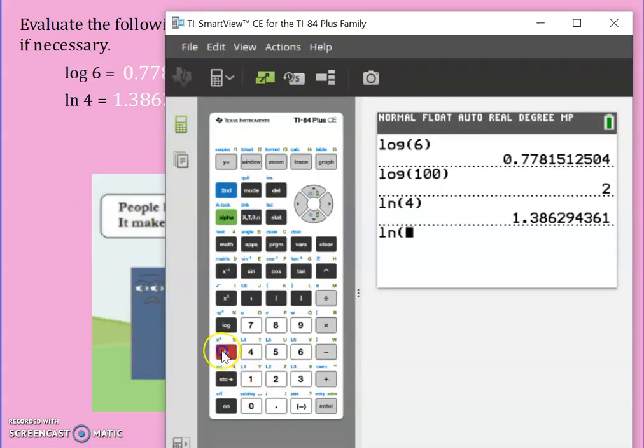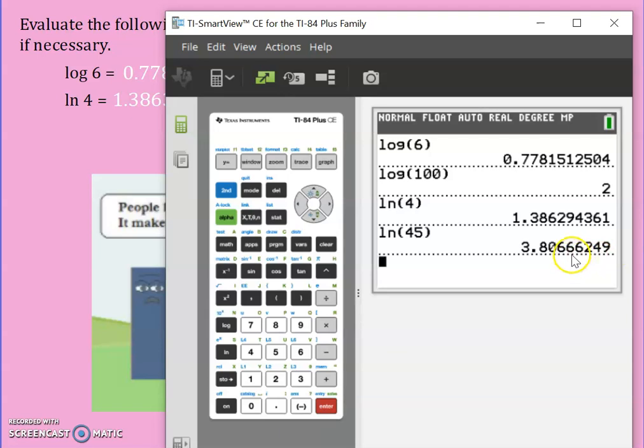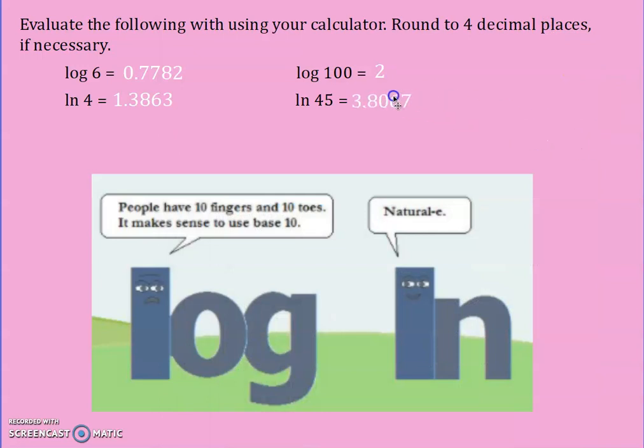Type it in. Sorry, natural log of 45. Close that parentheses. Anytime it starts, you have to close it. 4 spots, a 6. After the 6 is also a 6. So that means we've got to, again, round up. We've got 3.8067.